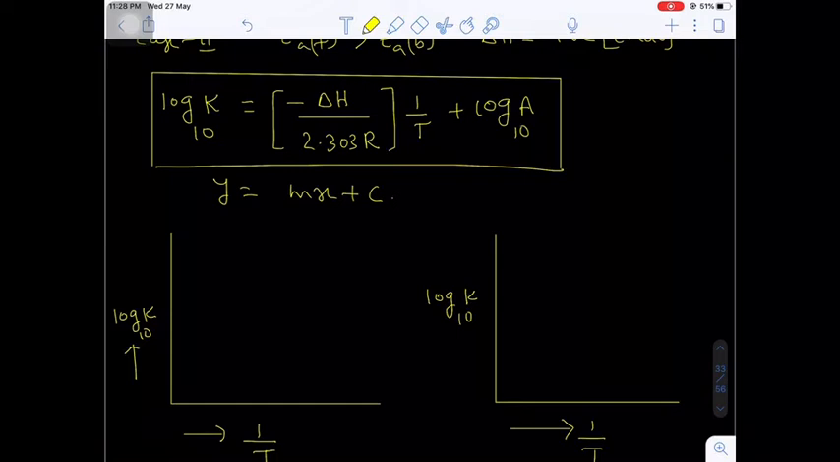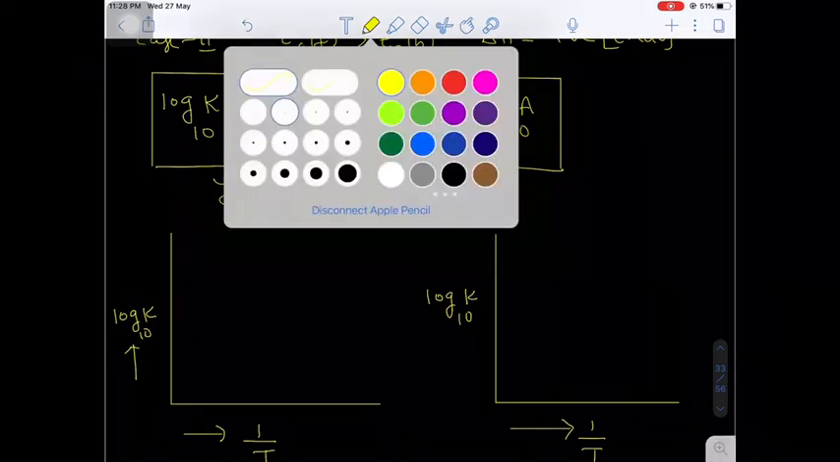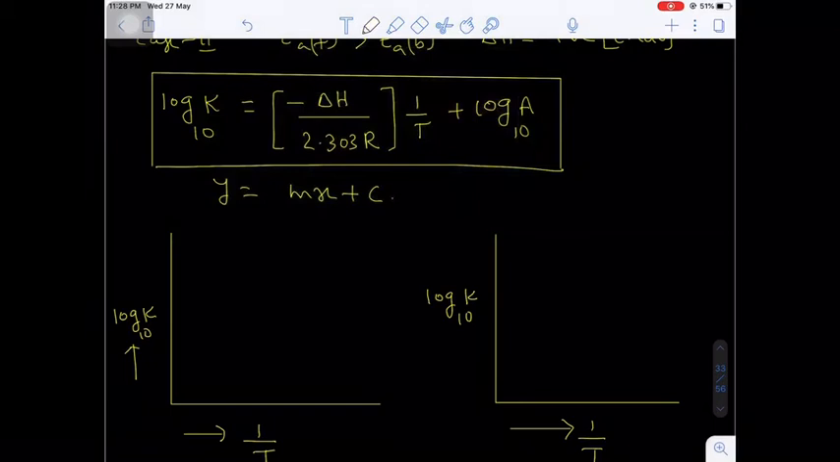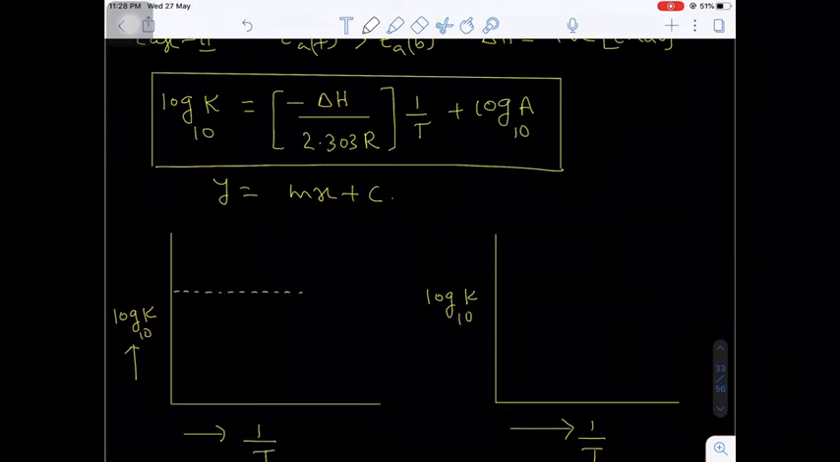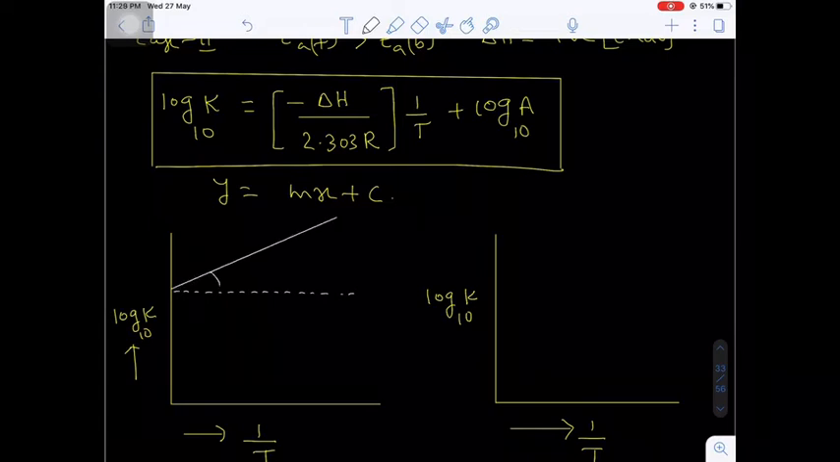Now here in the first graph, let's suppose an exothermic reaction. In an exothermic reaction, delta H has a negative sign. So negative into negative you will get positive. That means you have a straight line with positive slope. Okay.